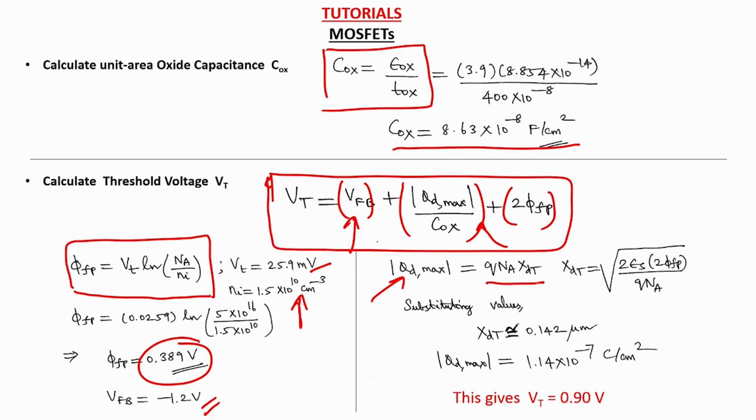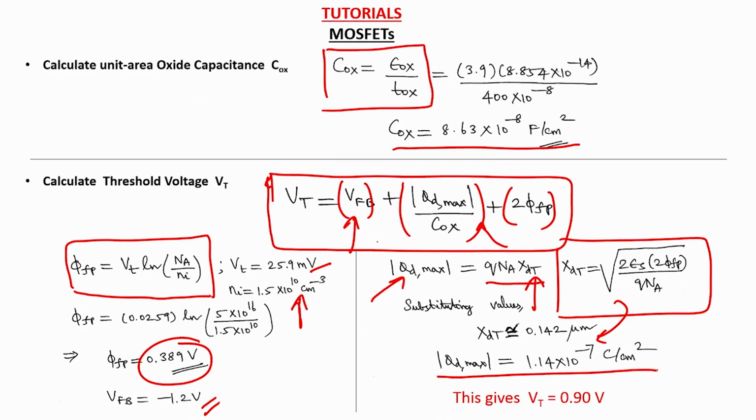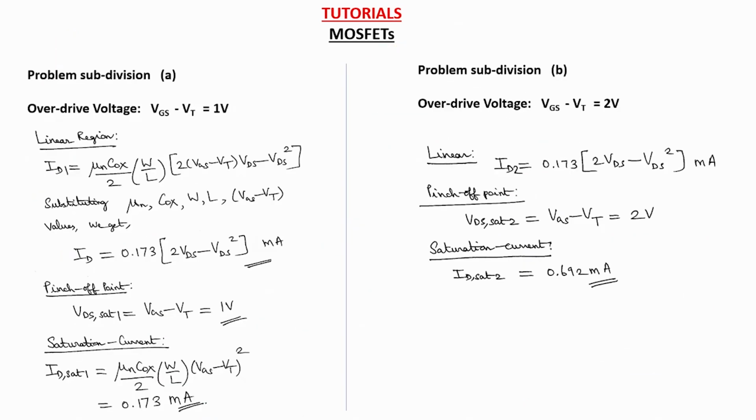You calculate this at the point where the maximum space charge width is achieved. At maximum space charge width you have a relation involving φFp and qNa. Substituting values, you get XdT, the maximum space charge width, to be 0.142 microns, and substituting further you get QD, the depletion charge, in coulombs per centimeter square. Plugging in all the known values, you find the threshold voltage for the device to be 0.9 volts. So we have calculated two unknown parameters now: the Cox, the unit area oxide capacitance, and the threshold voltage for the device.